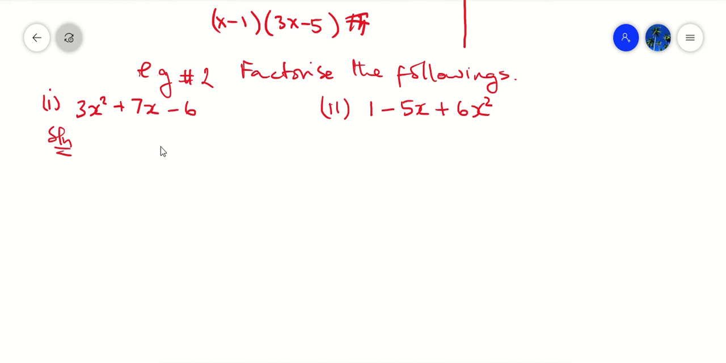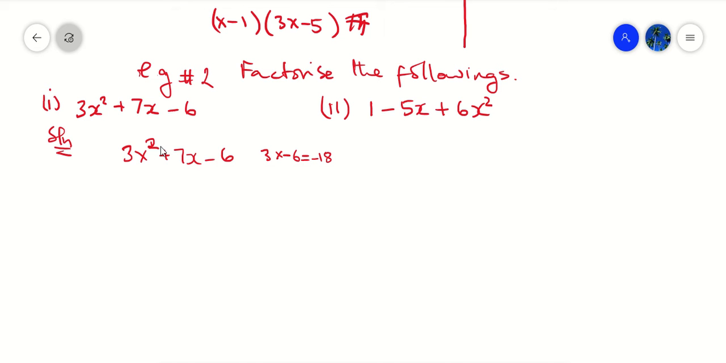Okay, I've got example number 2, which again I have two parts, part 1 and part 2. They asked me to factorize 3x squared plus 7x minus 6. Same thing again, what I will do, I just multiply my a times c, which is, what is a? 3 times minus 6 is minus 18. But I need to find the factors of minus 18. If I add them or I subtract them, they will give me 7.